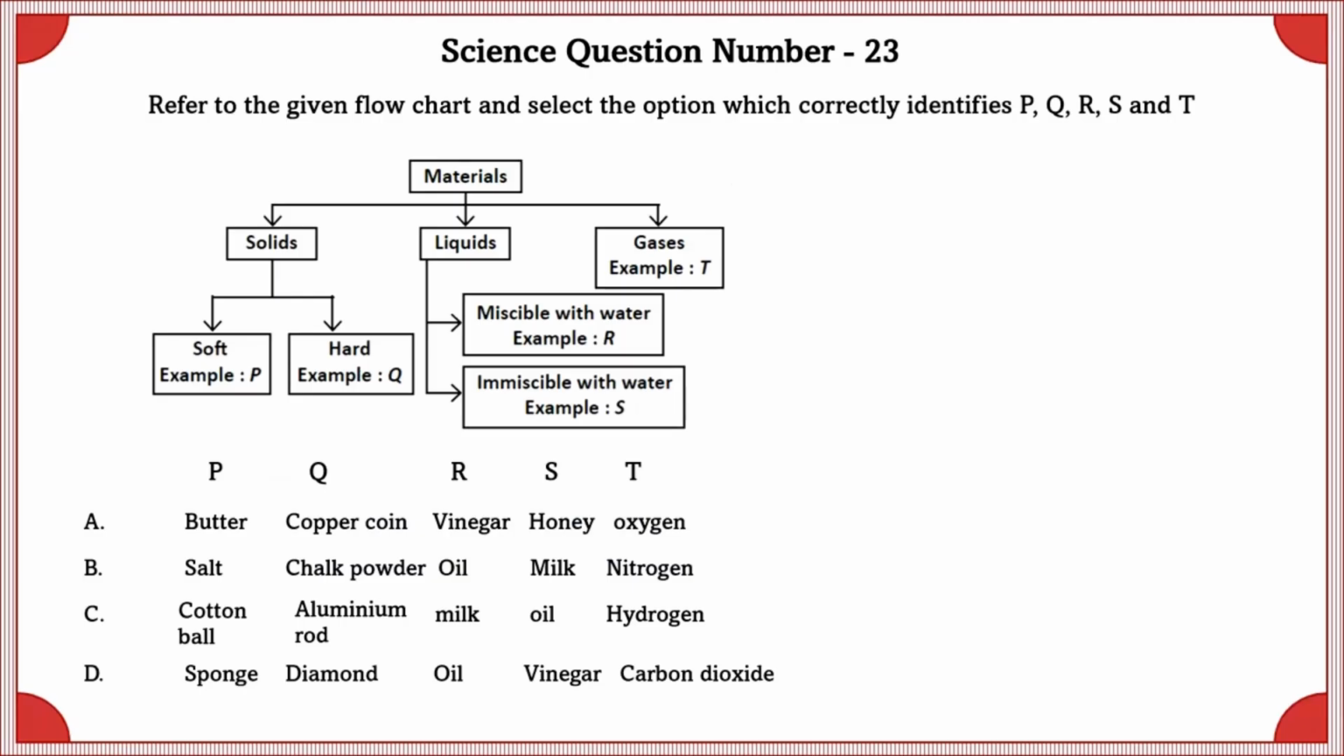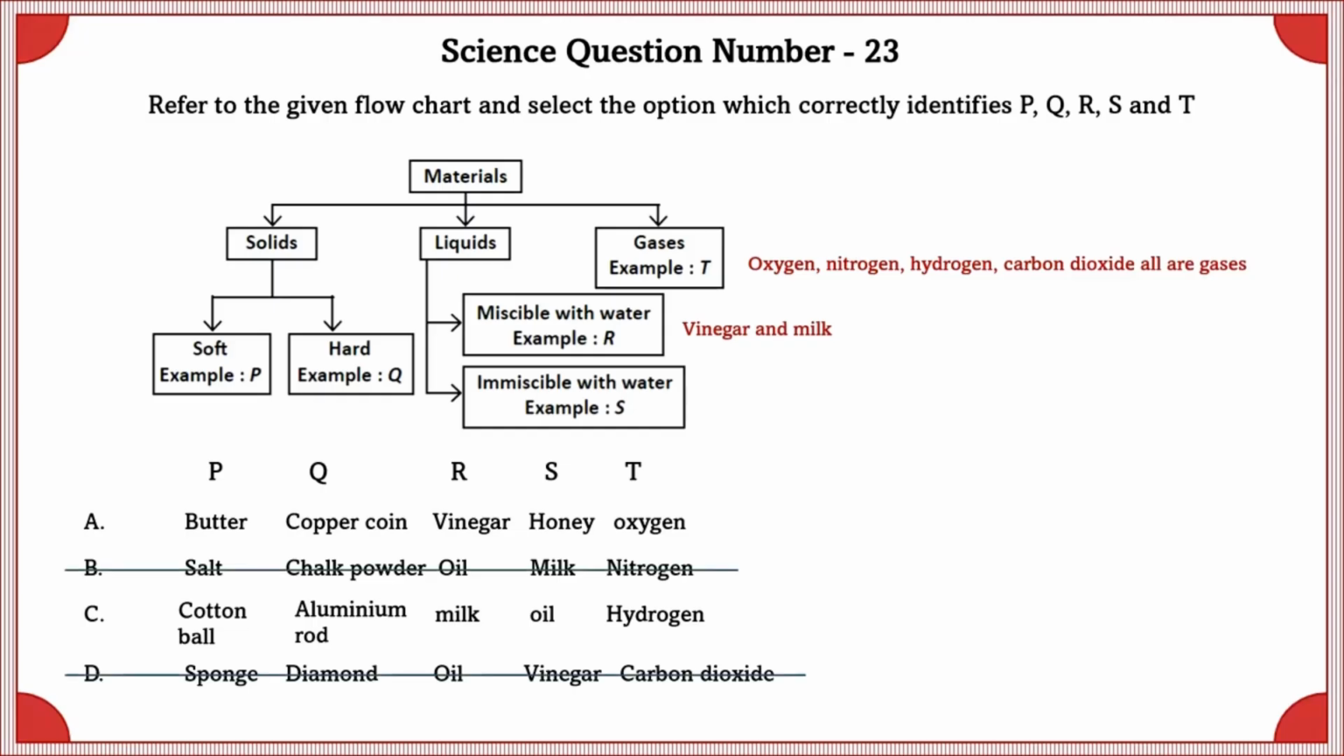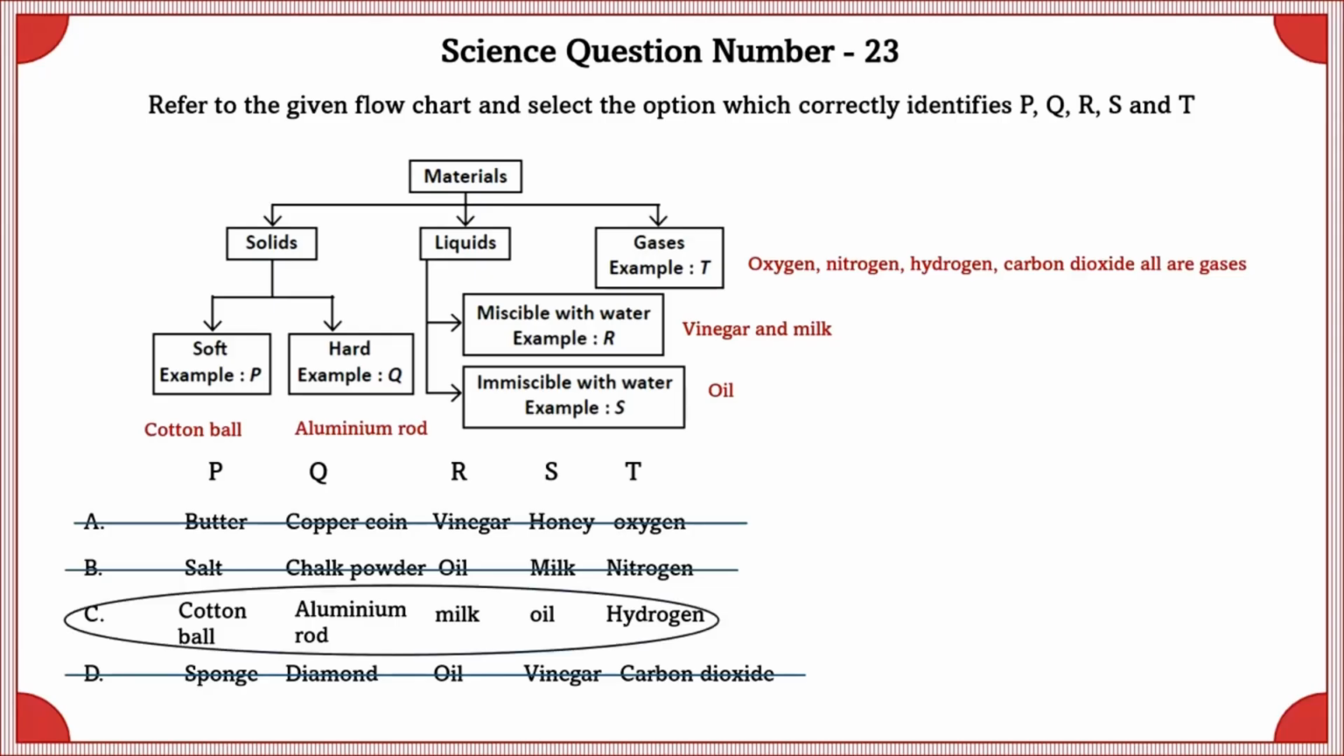Science question number 23. Refer to the given flowchart and select the option which correctly identifies P, Q, R, S and T. From materials, gases, T can be oxygen, nitrogen, hydrogen, carbon dioxide and all other gases. R can be vinegar and milk because it is miscible with water. And S can be oil because it is immiscible with water. So according to this, P can be cotton ball because it's soft and Q can be aluminum rod because it's hard. Now according to this, the correct option will be the C option.